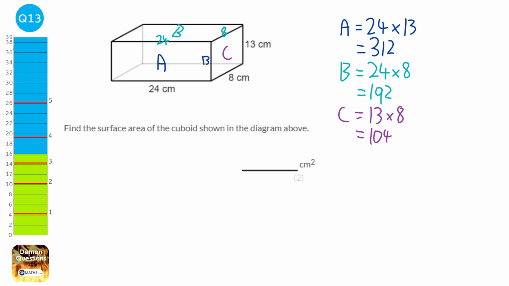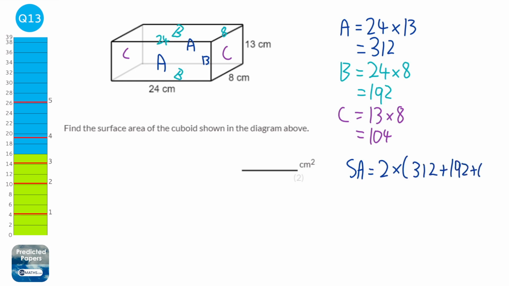Now notice that the faces all have the exact same face on the opposite side. So this one at the back is also A, this one at the side is also C, and the one at the bottom is also B. So what I'm going to do is add up all the areas of the faces and double it. So to work out the surface area, we're going to do 2 times 312 plus 192 plus 104, and that will give me 1,216 centimeters squared, because it's an area.